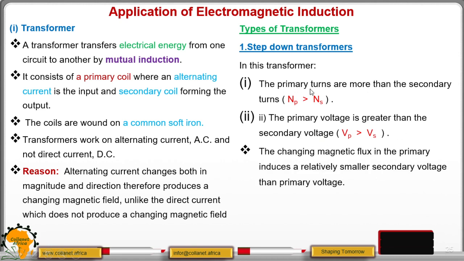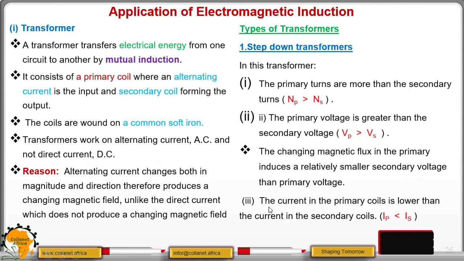Remember, when you have the number of turns being more, each turn produces EMF, and therefore the more turns that you have, the more induced EMF that you will have. Therefore, when you have many turns in primary, it implies that we will have a higher voltage in primary than in secondary. In other words, the changing magnetic flux in the primary induces a relatively smaller secondary voltage than the primary voltage, because in the secondary coil we have a fewer number of turns. Then another thing is that the current in the primary coil is lower than the current in the secondary coil.